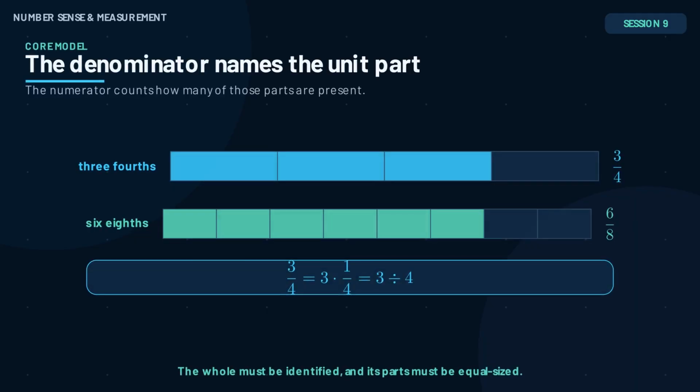In 3/4, the denominator 4 divides one whole into 4 equal parts. The numerator 3 counts 3 of those 1/4 units. A fraction also means 3 divided by 4 and marks a number line position. 3/4 of a cup and 3/4 of a tank use the same fraction, but different wholes and units.